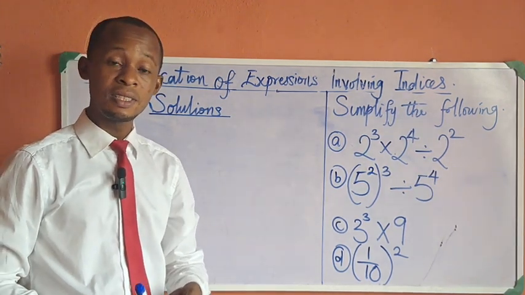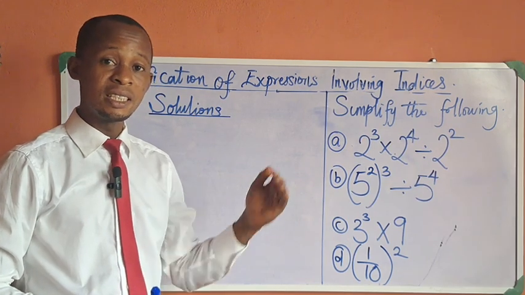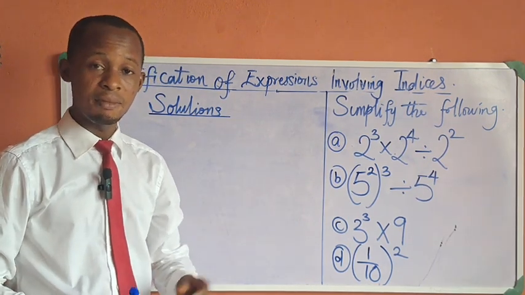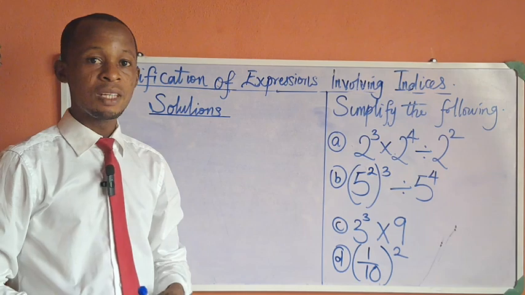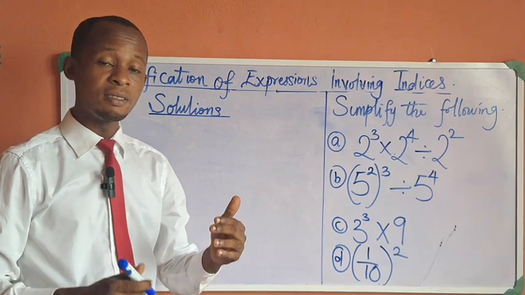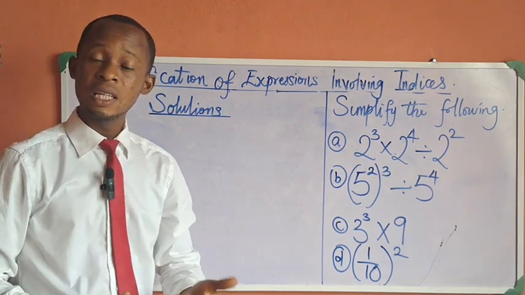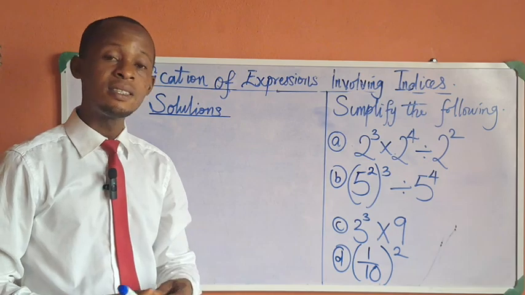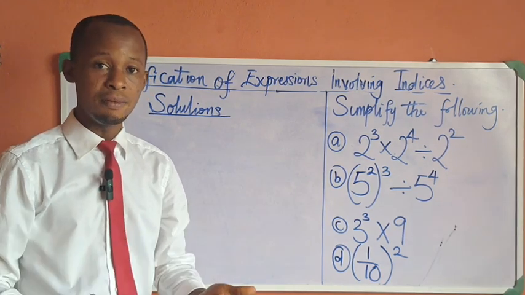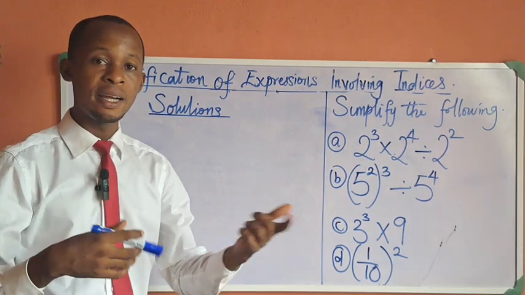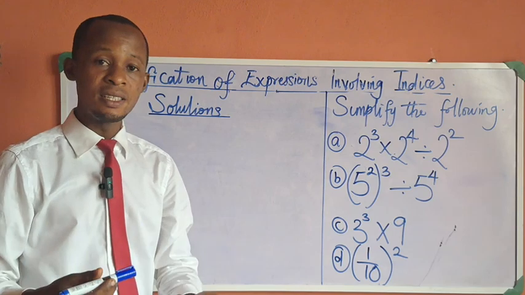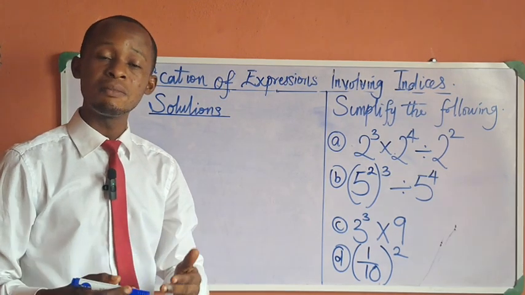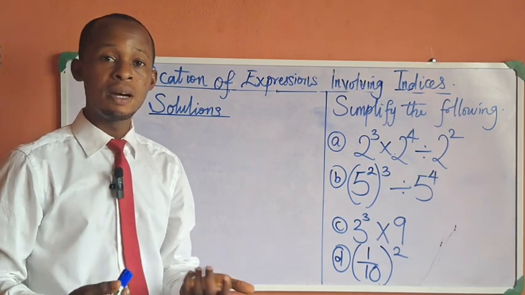This is my third teaching on the topic indices in mathematics. In my first video, I explained the meaning of indices. Indices is simply the number of times a number is multiplied by itself. Indices tells us the number of times a number is multiplied by itself.